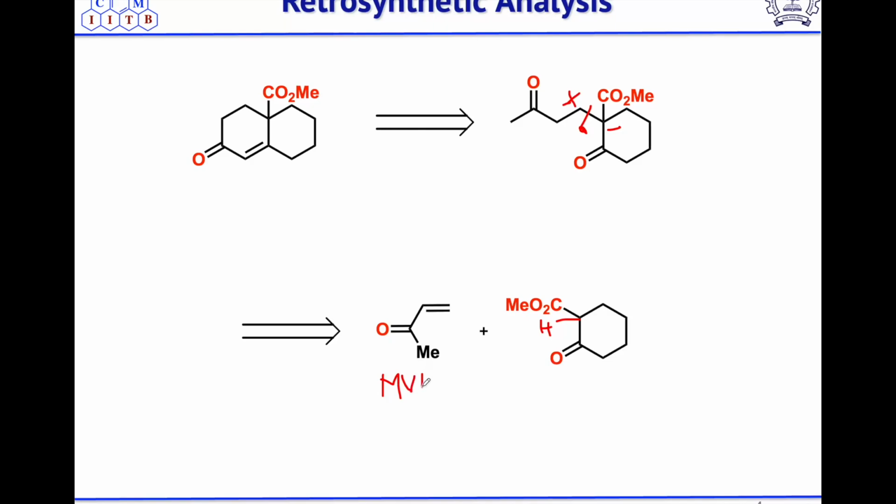Okay, so if we think about this, this is 1,4 addition, yeah, 1, 2, 3, 4, 1,4 addition or Michael addition. So the nucleophile we can generate from this active methylene compound. So the first step is basically Michael addition, and the second step is basically aldol reaction. So you can easily get this six-membered alpha beta unsaturated compound.